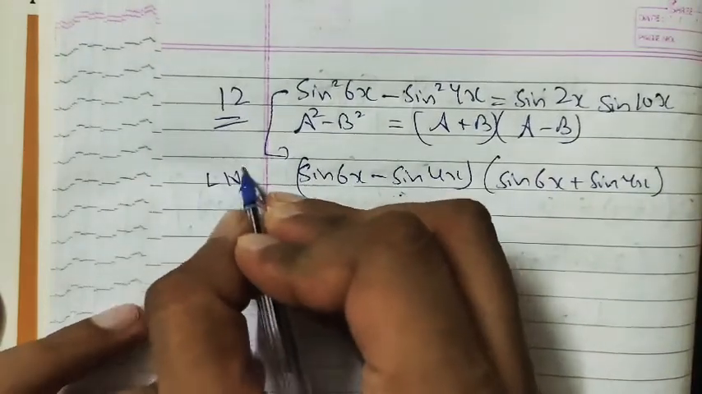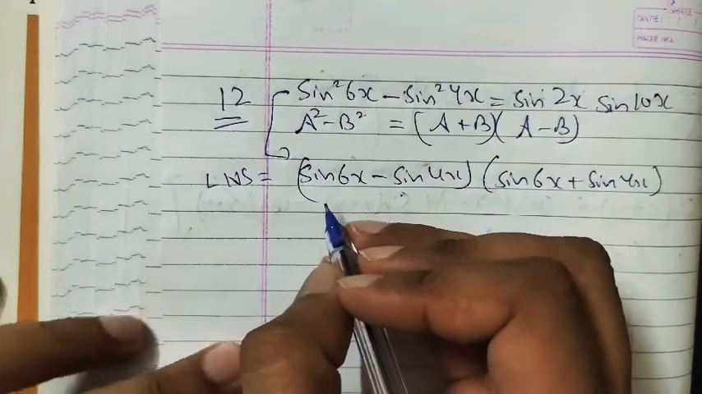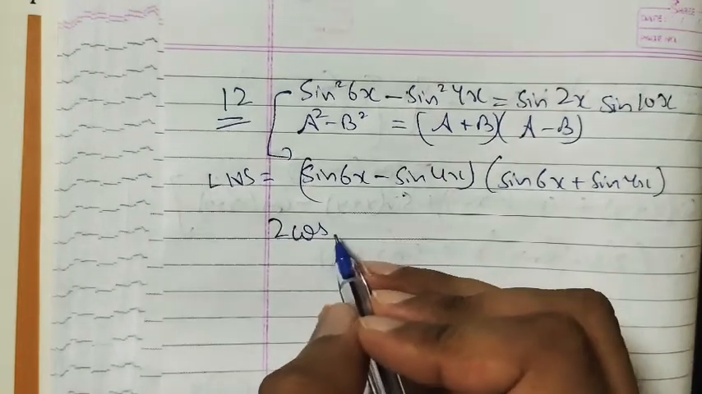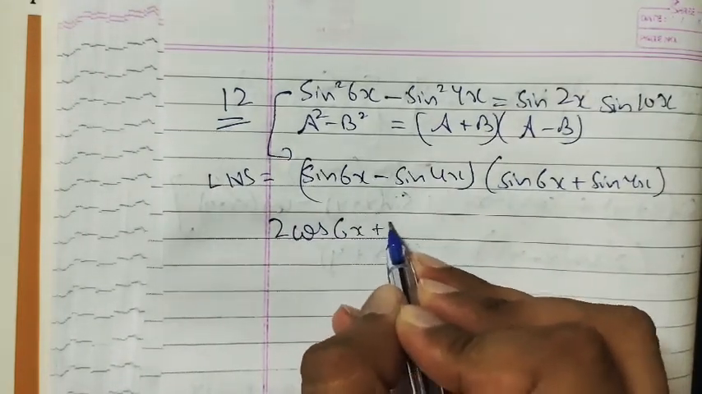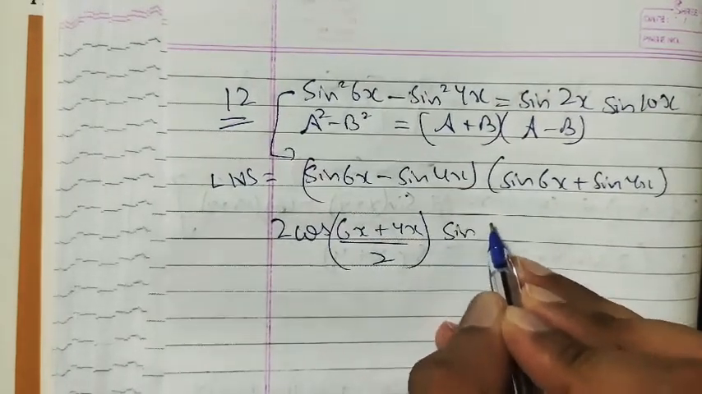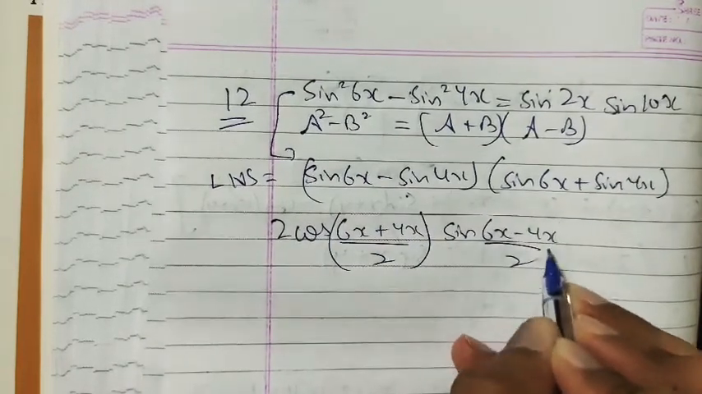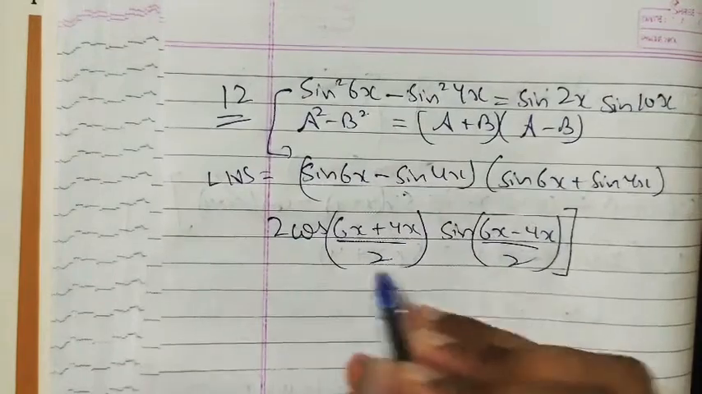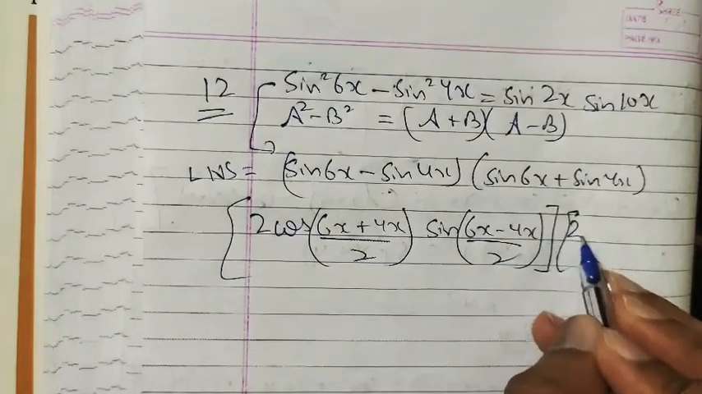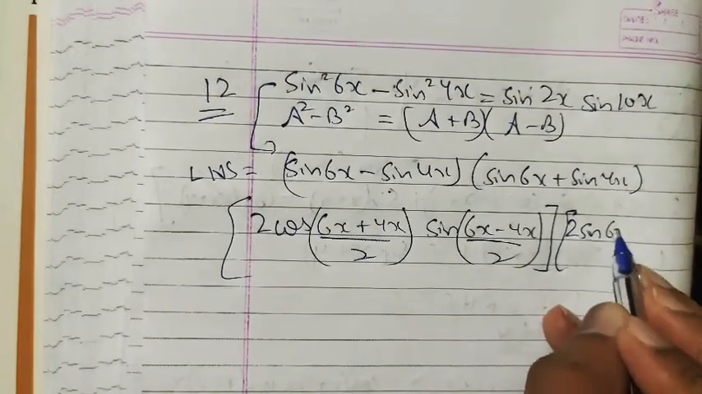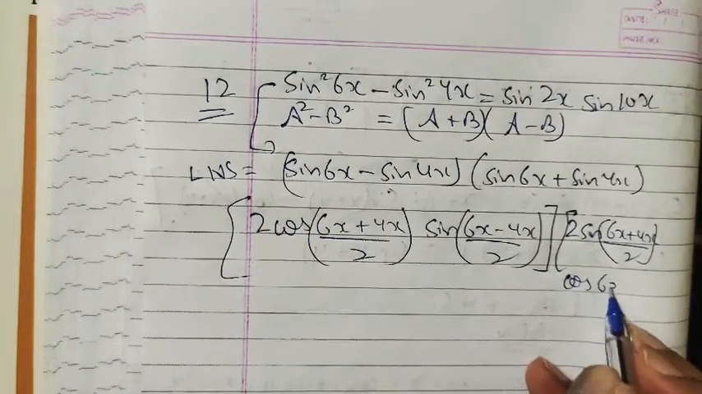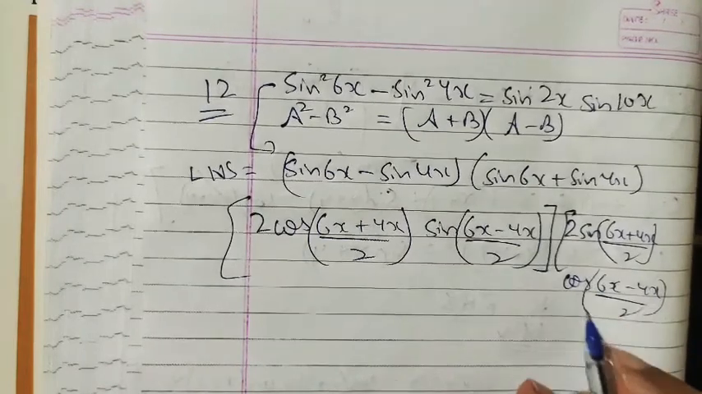Now this is LHS. Now sin A minus sin B is 2 cos (A plus B) upon 2, so (6x plus 4x) upon 2, sin (A minus B) upon 2, sin (6x minus 4x) upon 2, right. Similarly, sin A plus sin B is 2 sin (A plus B) upon 2, (6x plus 4x) upon 2, cos (A minus B) upon 2, (6x minus 4x) upon 2, right?